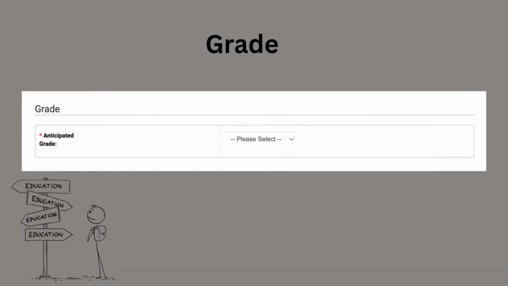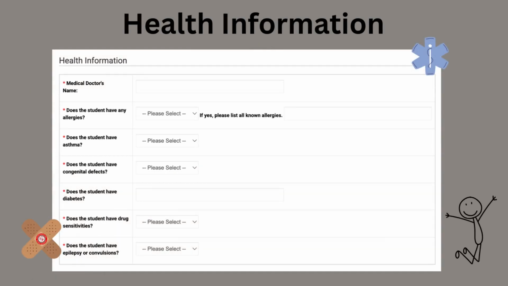For the question for grade, please select which is the anticipated grade for the student. Please note that after consideration, this may be adjusted. Next is health information. Please include the name of the medical doctor. Does the student have any allergies? Please select either yes or no. If yes, please list all known allergies.